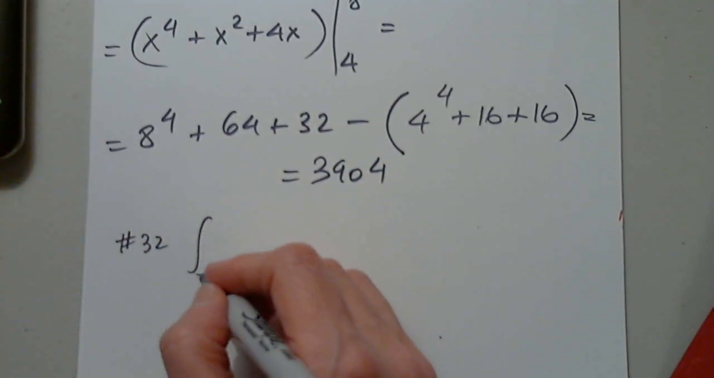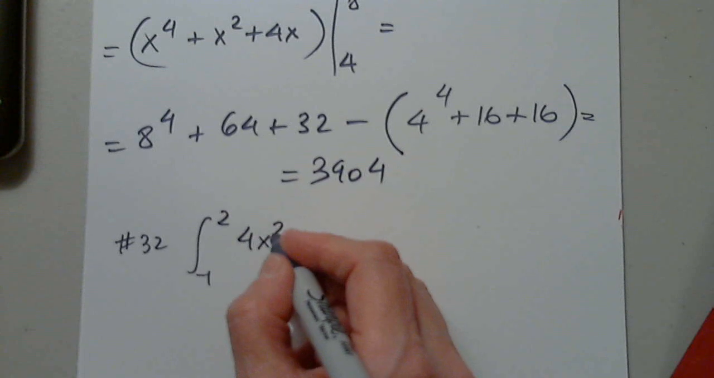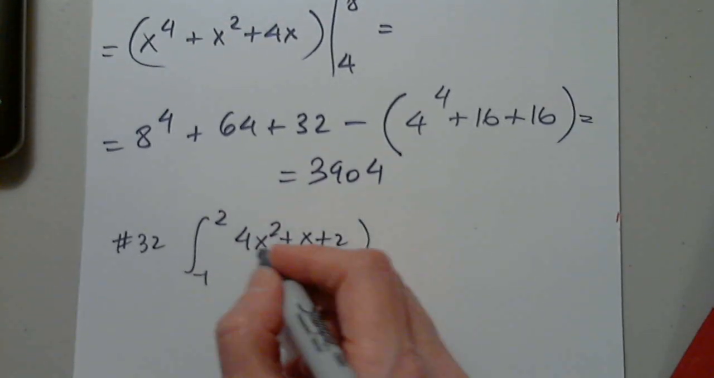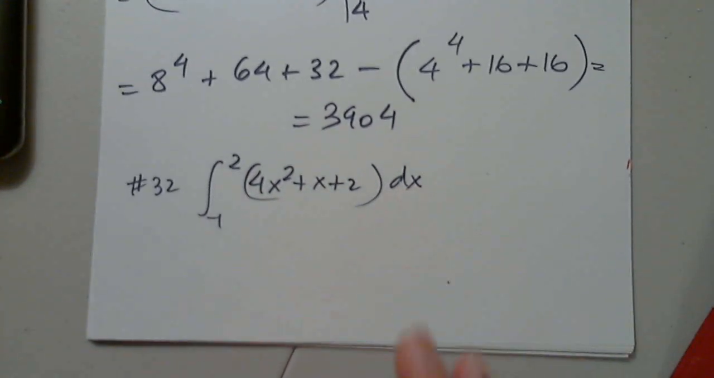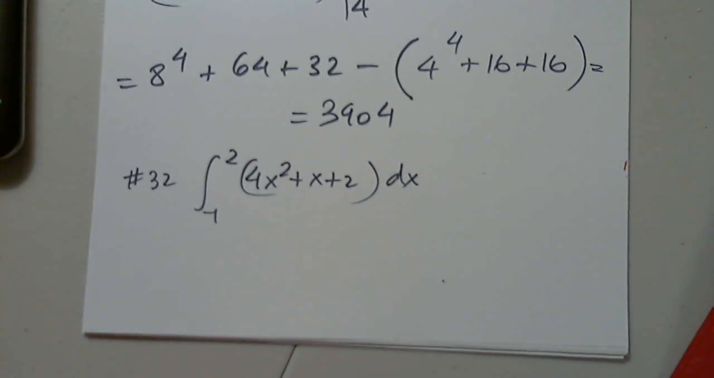This is the integral from -1 to 2 of 4x squared plus x plus 2 dx. Do you want to work on this for a minute and see what we get? I also wanted to show you something with the graphing calculator. Please don't do it just yet. Let's just determine this by hand.